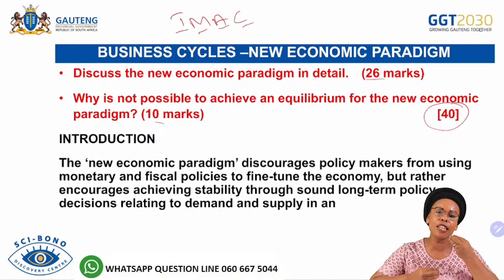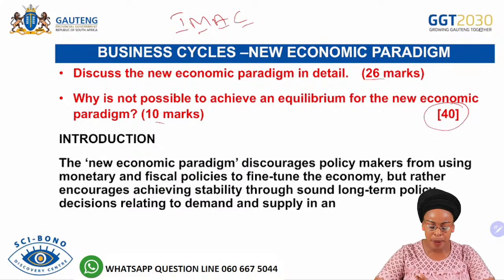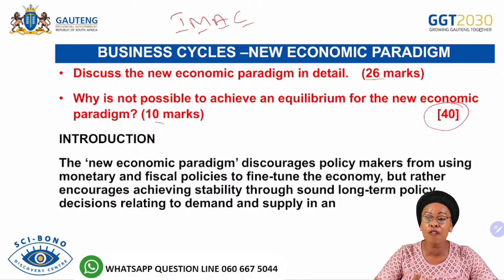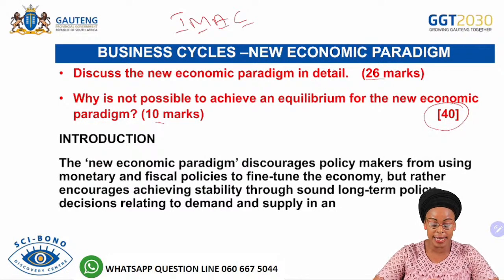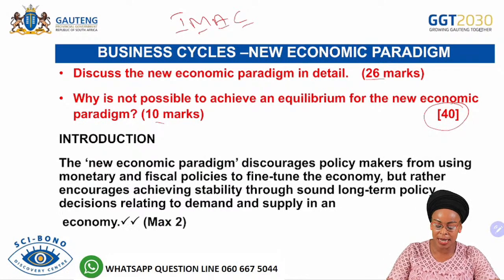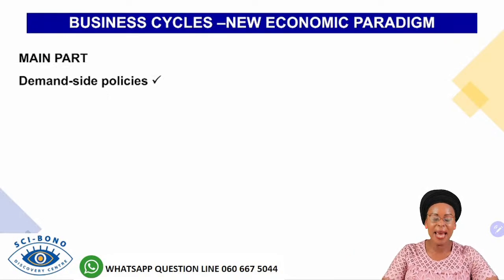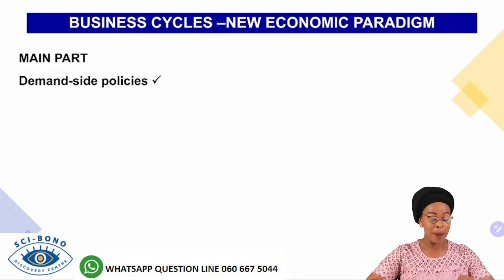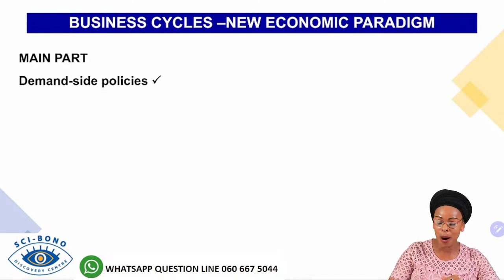So this is just an example. Here we're just trying to improve your skill of essay writing. The new economic paradigm discourages policymakers from using monetary and fiscal policies to fine-tune the economy, but it rather encourages achieving stability through sound long-term policy decisions relating to demand and supply in an economy. That is 2 marks. The main part is for 26 marks. For just writing demand side policy, you get your 1. But if you mentioned it in the introduction, you'd forfeit your 1 mark.